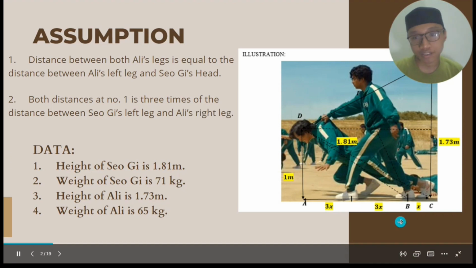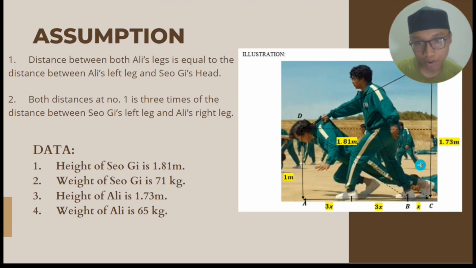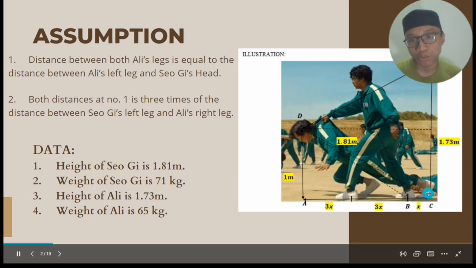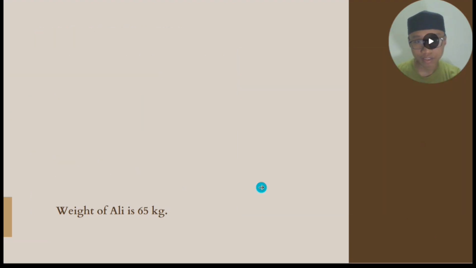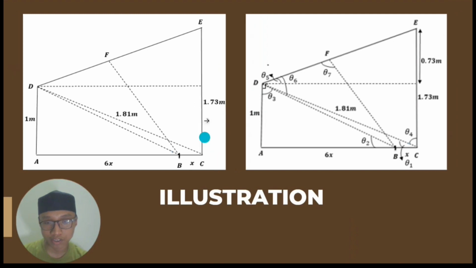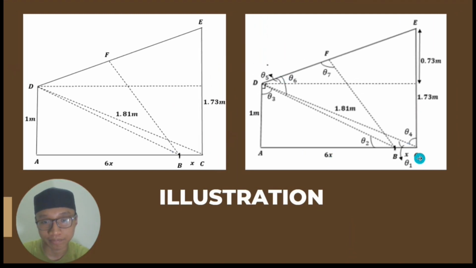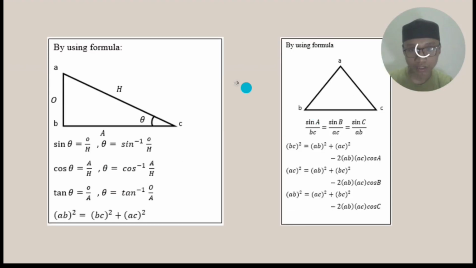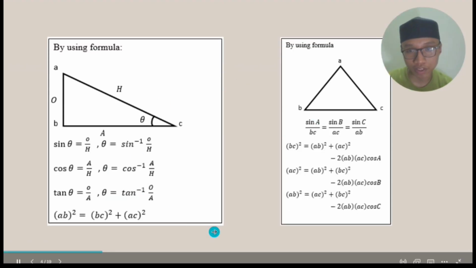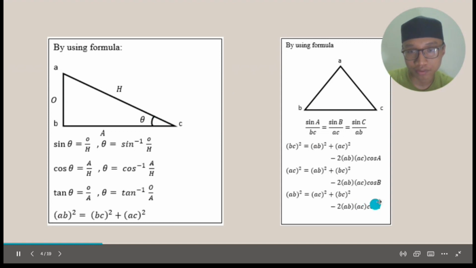The data that we collected to solve this question is: first, the height of Seogi is 1.81 meters. Second, the weight of Seogi is 71 kilograms. Third, the height of Ali is 1.73 meters, and the last one is the weight of Ali, which is 65 kilograms. So this is the illustration that we made to solve the question, and this is the formula that we use to solve the questions.